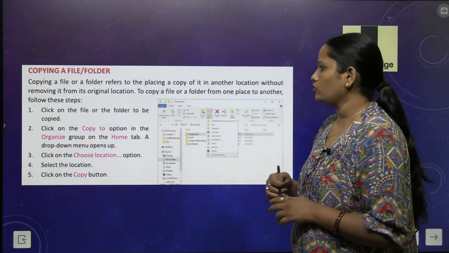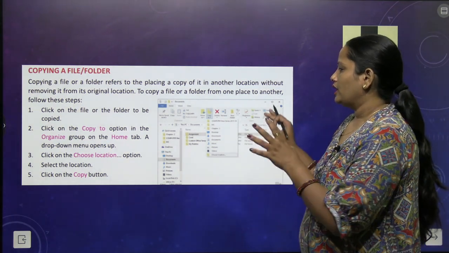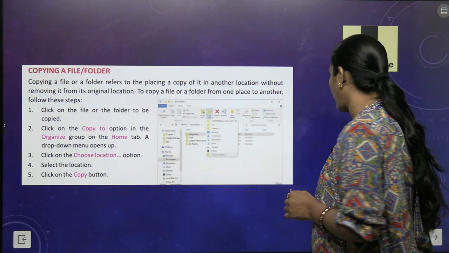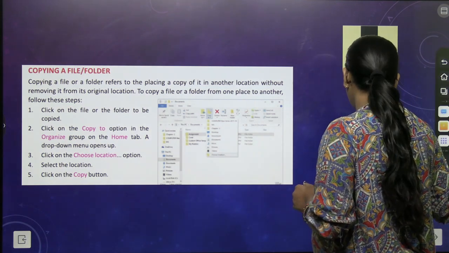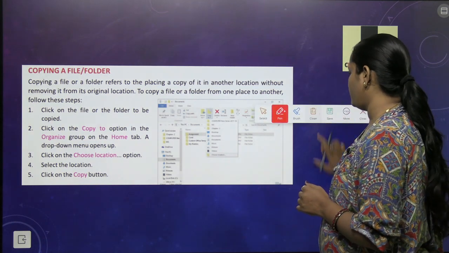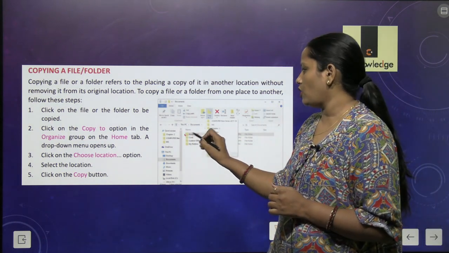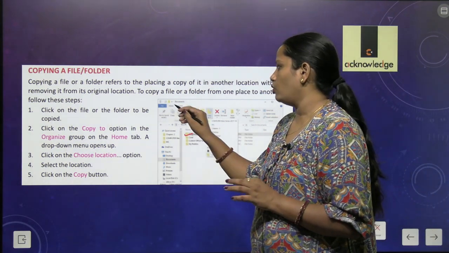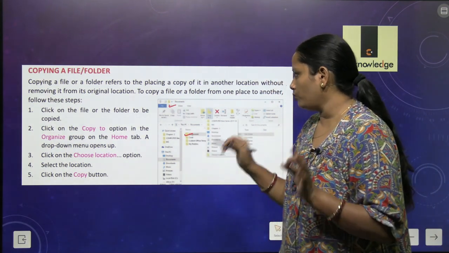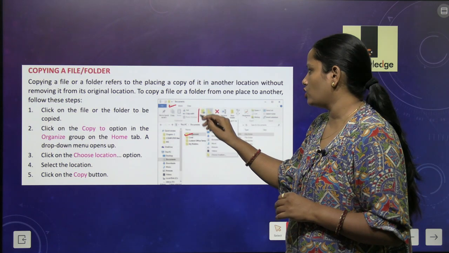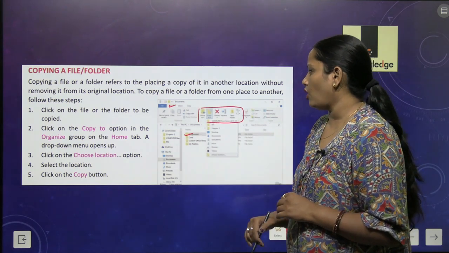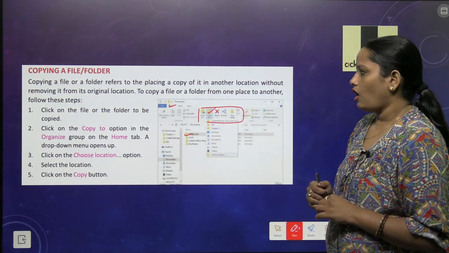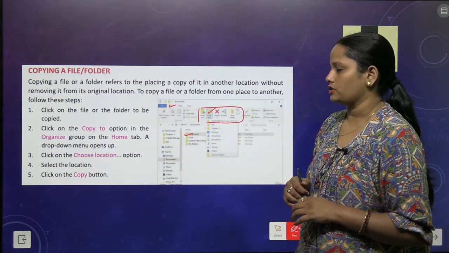So what we have to do? First we have to click on the file or folder to be copied. So we have selected this file to be copied. The first file we have selected is to be copied, and after that we have to go to the Home tab, and in the Home tab we have to go to the Organize group, and in the Organize group we have to go to the Copy to option.